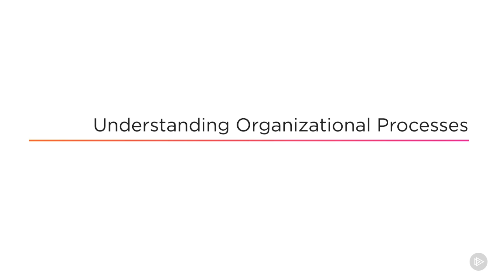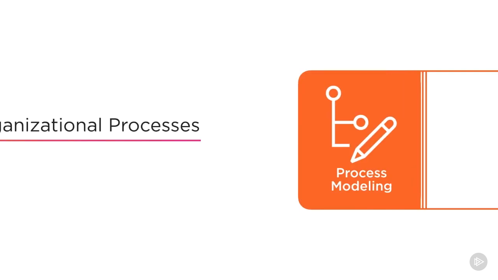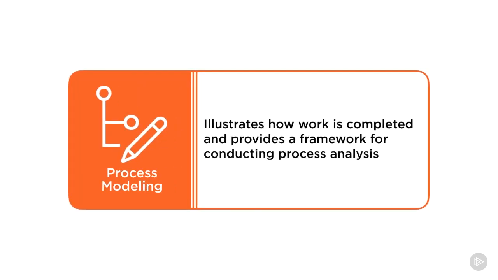In order to know where we are now, or to determine where we'd like to go in the future, we have to have a clear understanding of how the organization exactly is able to conduct some sort of sequence of activities in order to create value. This is where process modeling comes into play, illustrating how work is completed and providing a framework for conducting additional process analysis to determine where improvements or additions or revisions to existing processes might need to take place in order for us to achieve our goals.